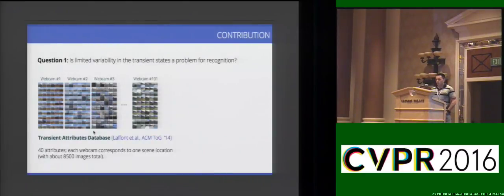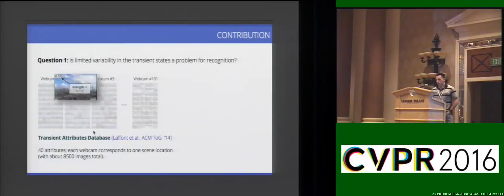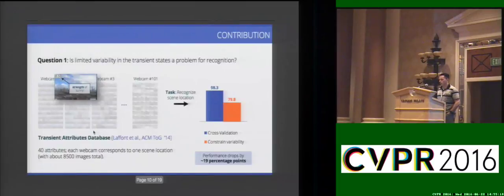So in the first experiment we actually looked at how limited variability in the transient state affects recognition, and here on a very simple problem of assigning webcam images to the correct webcam. For this purpose we use the transient attributes database, where every image is annotated by the strengths of 40 different transient attributes. And using Places CNN activations as features, we show that recognition accuracy actually drops by almost 20 percentage points when comparing cross-validation to a setup where the training data is limited with respect to the strength of certain transient attributes.